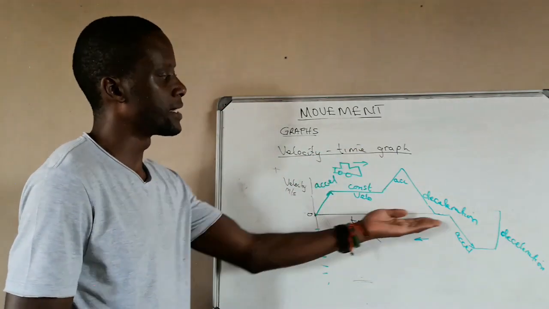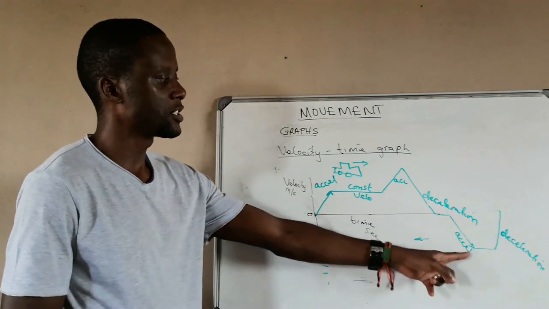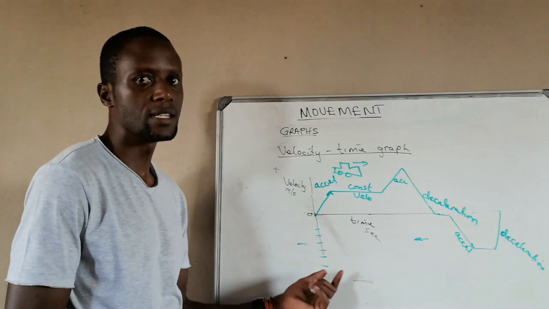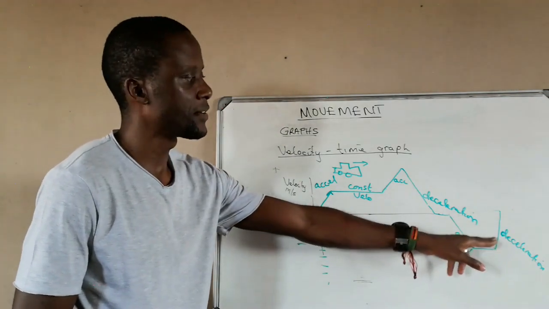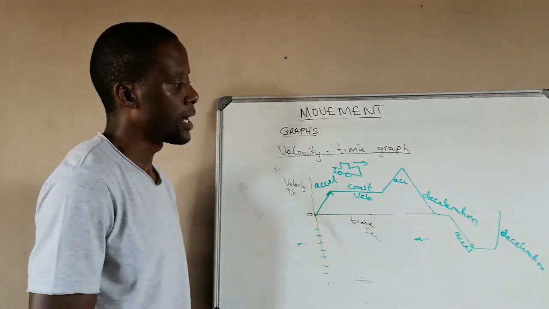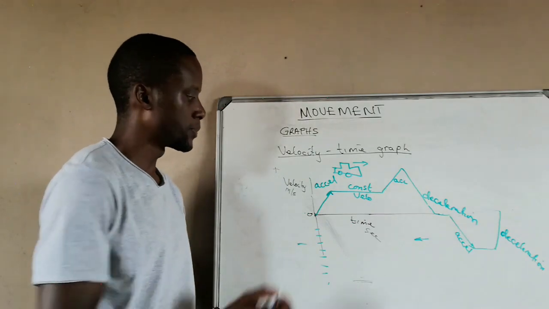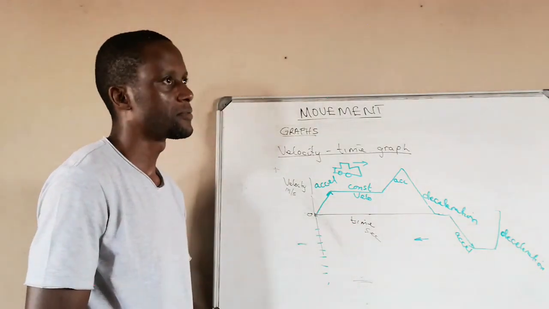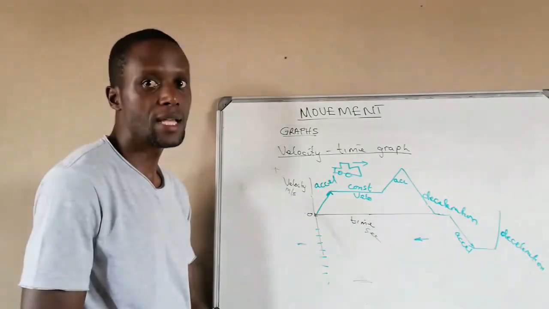When we look at the negative side, acceleration, as long as velocity is increasing in the negative values, then it is reversing. It only decelerates when it goes back to the zero position, which is our zero velocity. That is a velocity time graph.